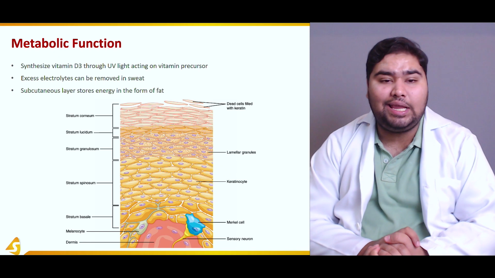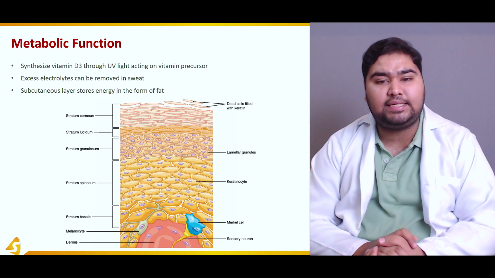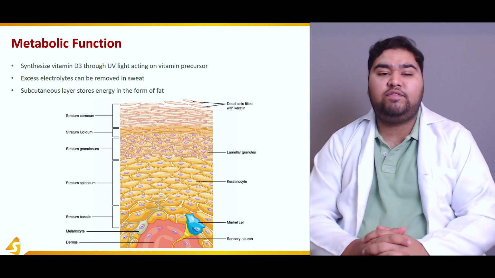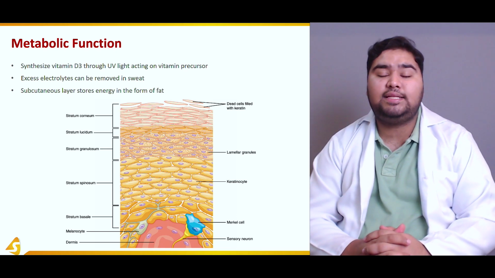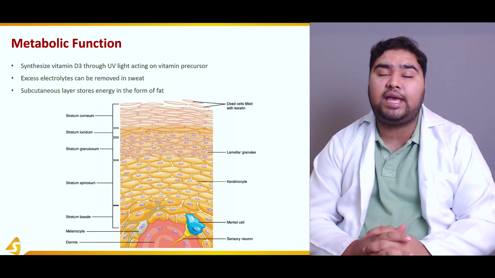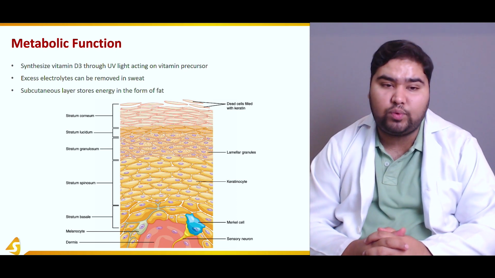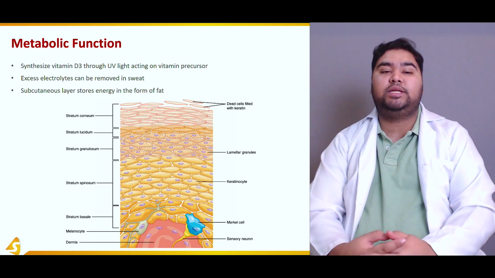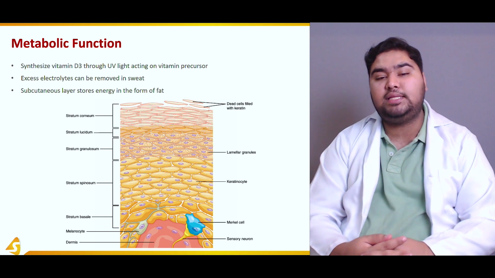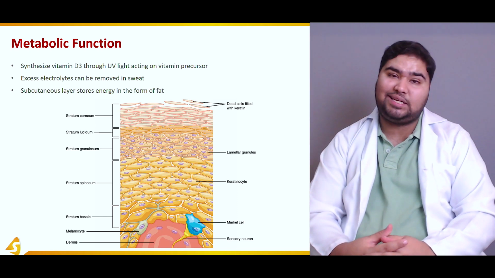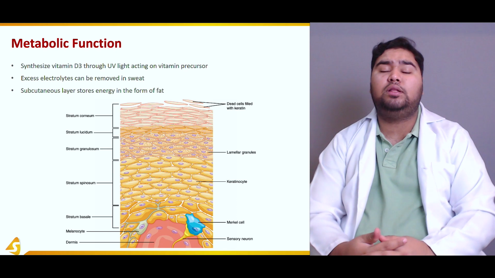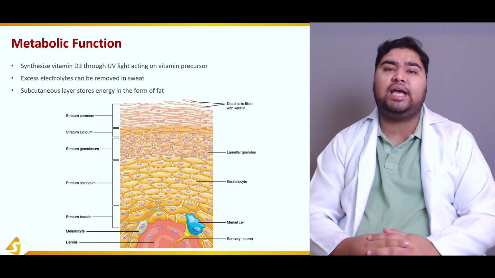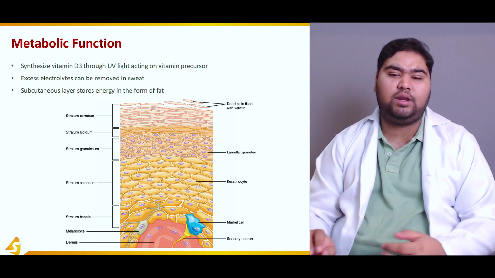Vitamin D3 is synthesized through UV light acting on the vitamin precursor. Another metabolic function of skin is that excess electrolytes can be removed from the skin in the form of sweat. Another very important metabolic function is that the subcutaneous layer stores a large amount of fat. This fat depends upon the nutritional status of the person and can be used for energy as and when required.